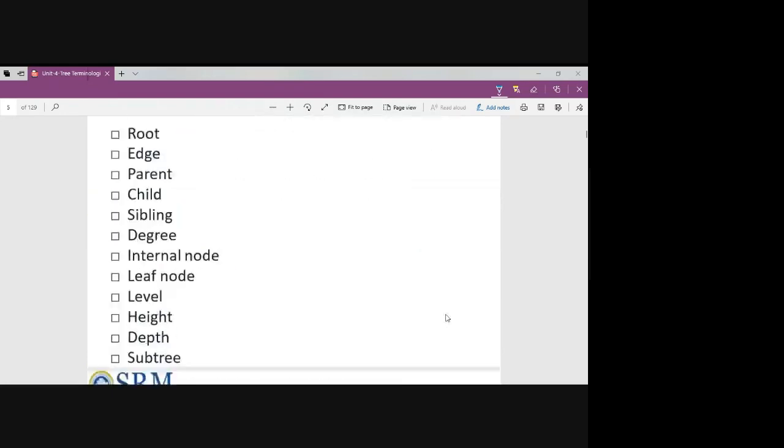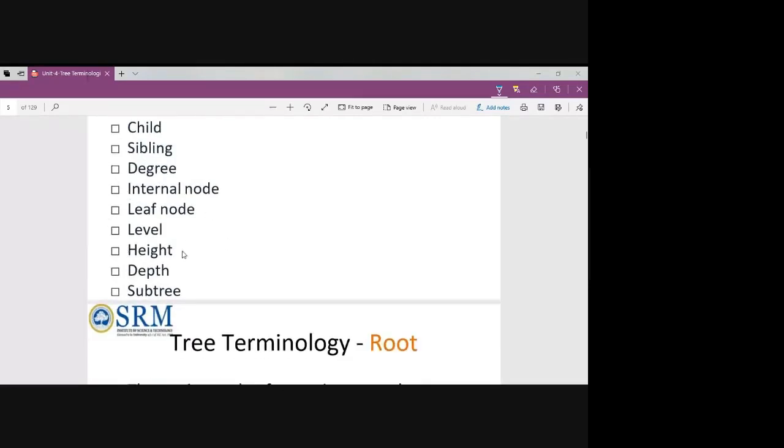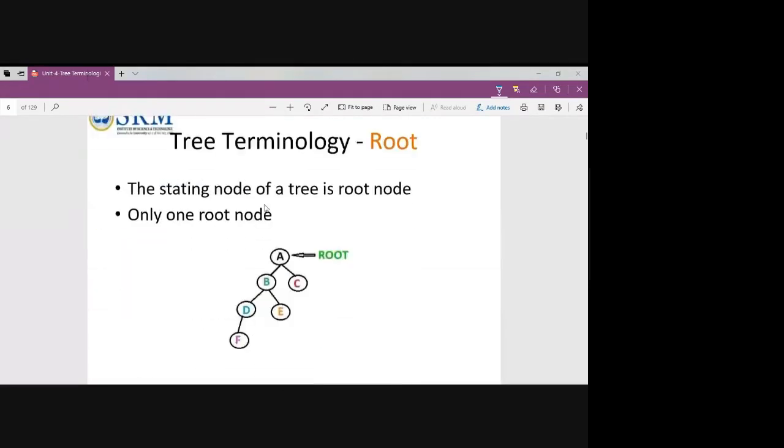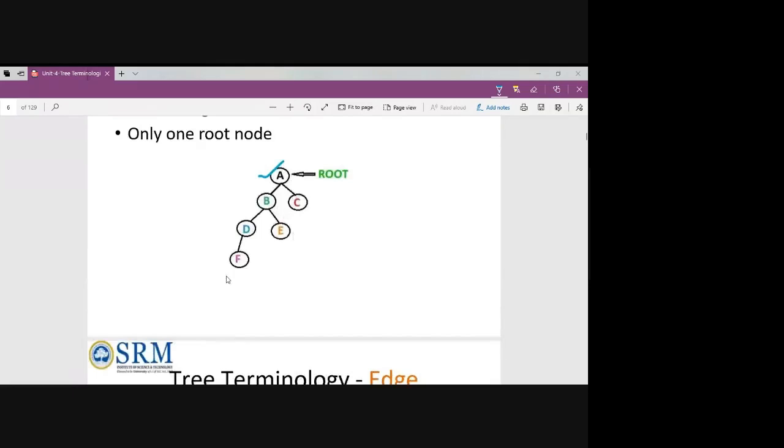And these are the terminology which we are going to see: root, edge, parent, child, sibling, degree, internal node, leaf node, level, height, depth, and subtree. So we will see them one by one. What is a root? The starting node. So if a tree is in such a way, this is called the root node, and these are called child nodes, and this is called a leaf node. Leaf node means there is no child for it.